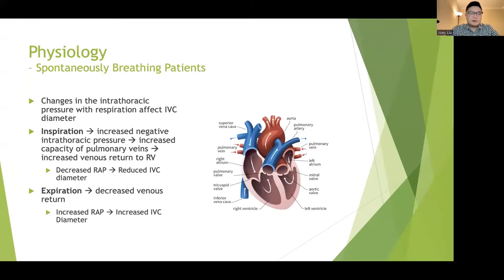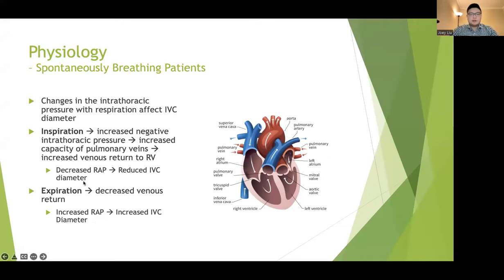So just to briefly go over the physiology of what we're looking for, especially in spontaneous patients when we assess the IVC, is to see how the variations in intrathoracic pressure affect the IVC diameter. With inspiration, we have increased negative intrathoracic pressure, which leads to increased capacity of the pulmonary veins and ultimately increases venous return. So this is why when we take a deep breath in, the IVC tends to collapse, leading to a reduced IVC diameter. On the other hand, on expiration, we have decreased venous return, and we would have increased right atrial pressure and increased IVC diameter from that standpoint.